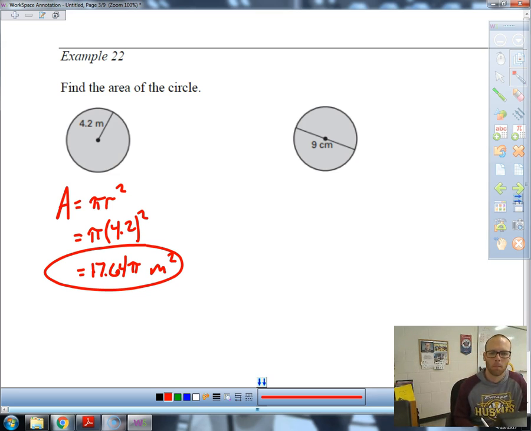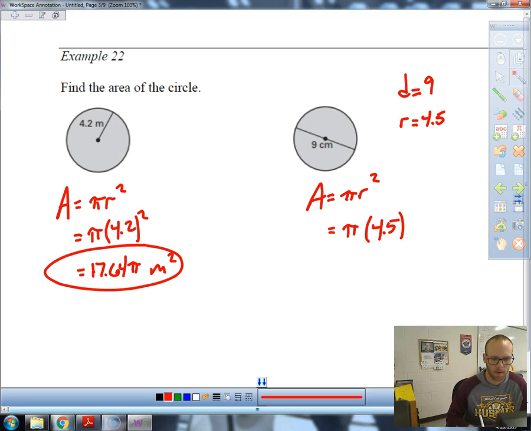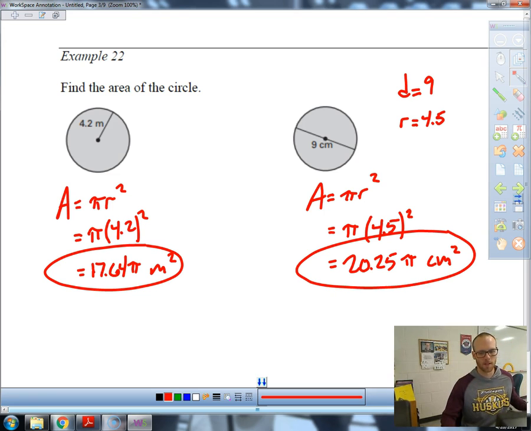All right, how about the area of this circle? Area, pi r squared. This is pi times, what's the radius? Is the radius 9? No, the diameter is 9, which means our radius is 4.5. This is pi times 4.5 squared. Typing 4.5 squared in my calculator gives me 20.25 pi square centimeters. That's our exact area.